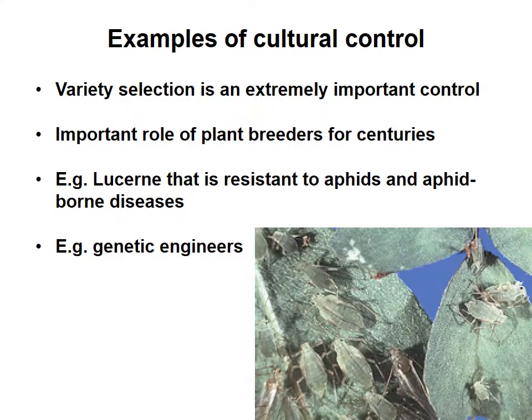Another extremely important control is variety selection, and this has been an important role of plant breeders for centuries. And just like plant breeders, genetic engineers now are attempting high-tech methods to exploit genetic diversity. So, for example, lucerne that is resistant to aphids and aphid-borne diseases has determined what varieties are grown in some locations.